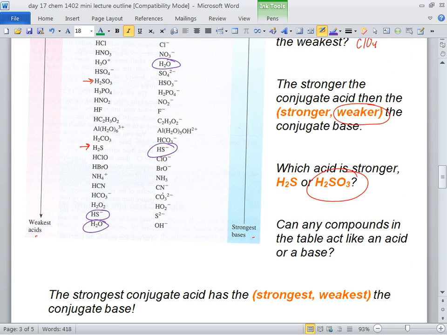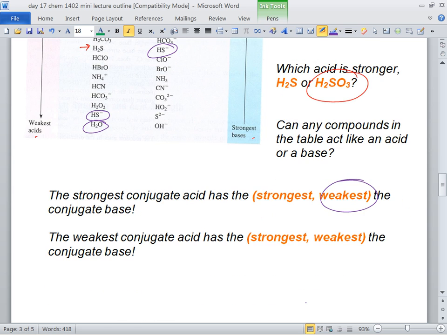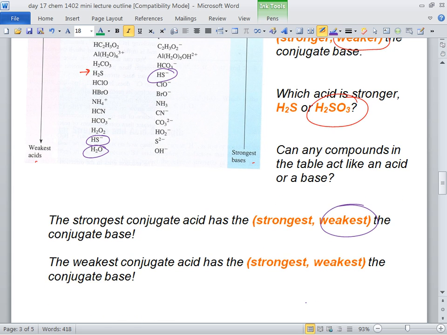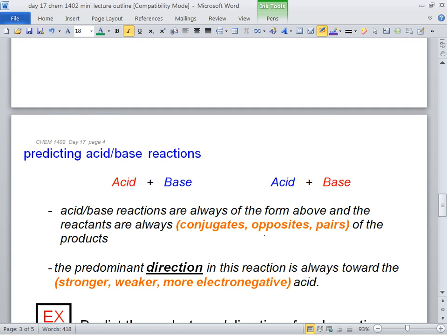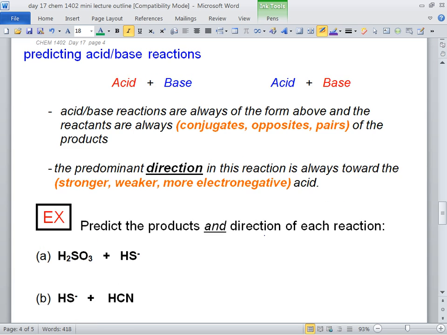The strongest conjugate acid has the weakest conjugate base. Oh, the weakest conjugate acid has the strongest conjugate base. Yeah, I just added those. Not that big a deal. We've hashed that over and over.